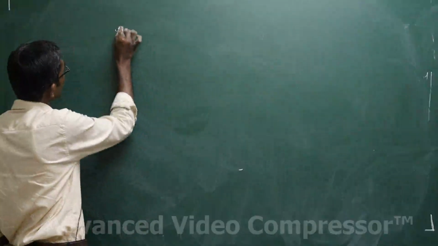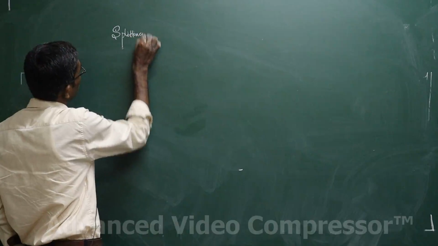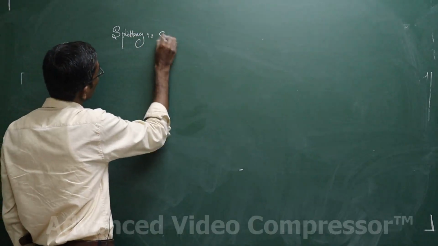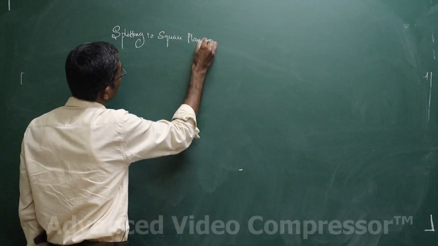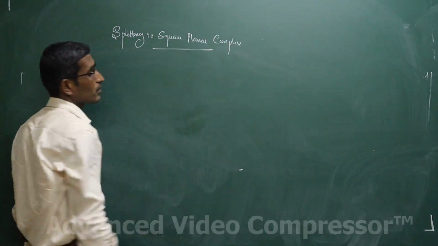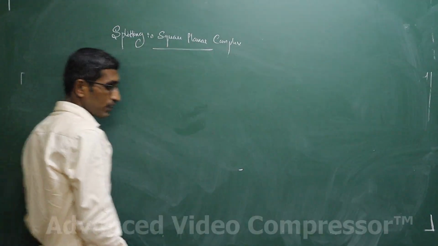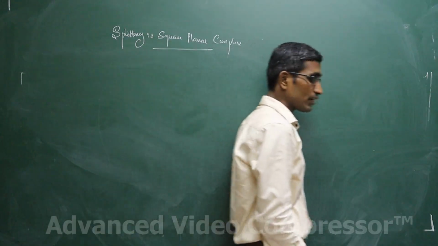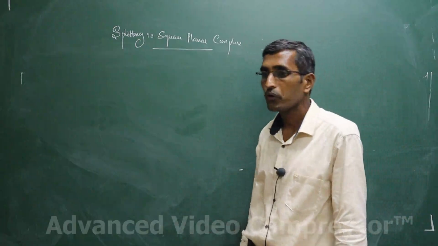So, quickly go through the splitting pattern in a square planar complex. How we will go ahead is, see, a square planar complex is simple. That is, you have 4 ligands at the 4 corners of the square.